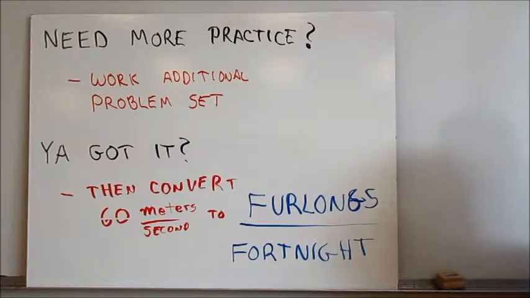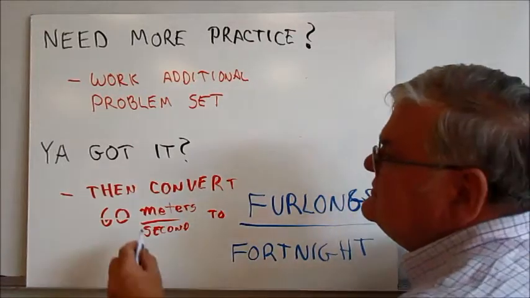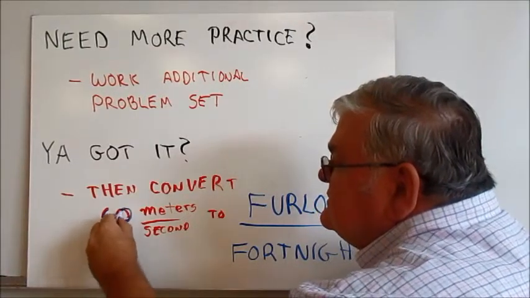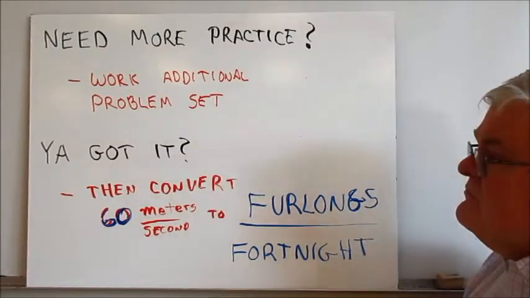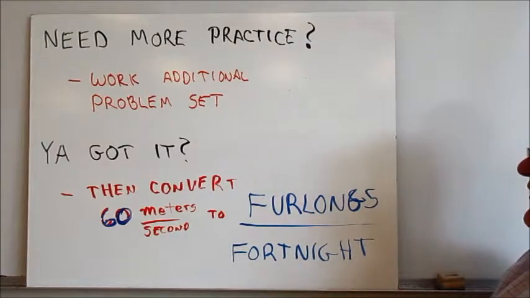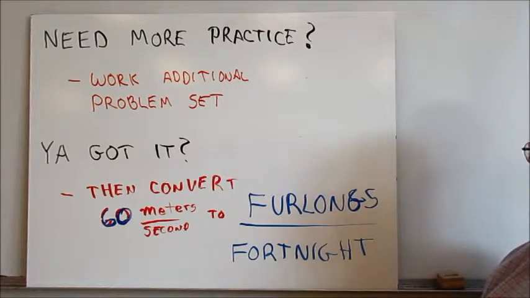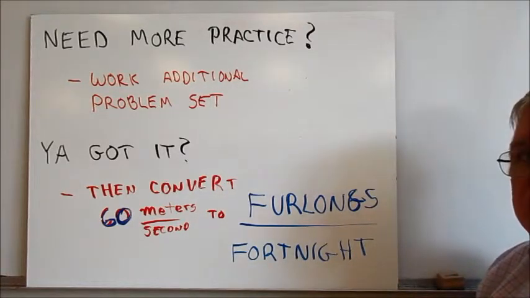Think you got it? Think you're smart? Try this problem. Convert 60 meters per second into furlongs per fortnight. Not telling you the conversion. The only thing I'll tell you is those are real units. You can work it out.